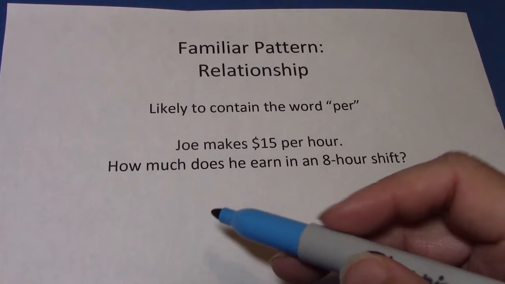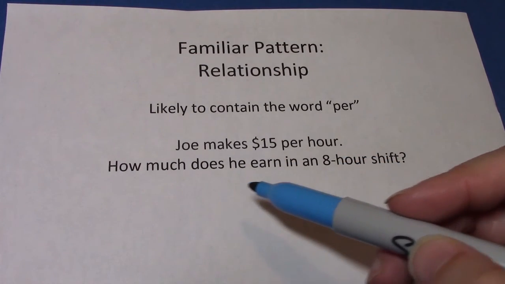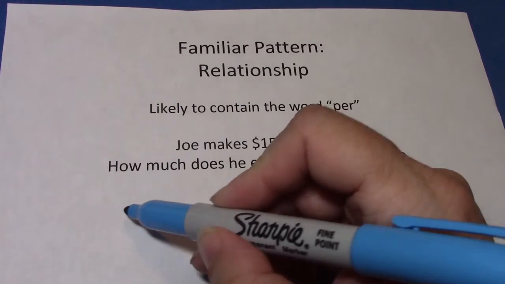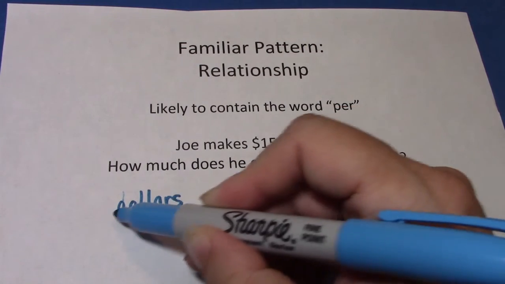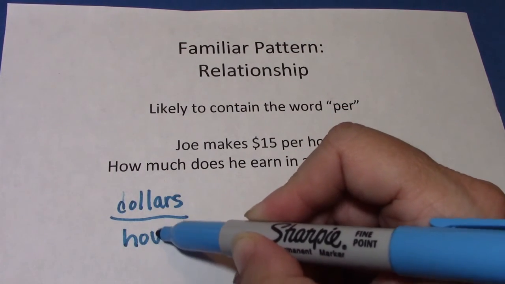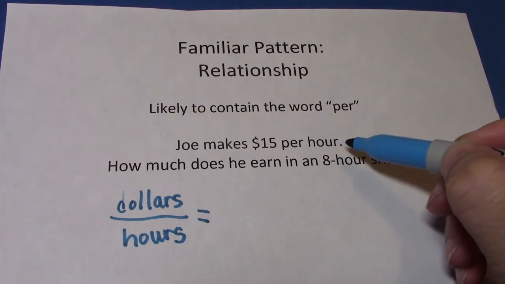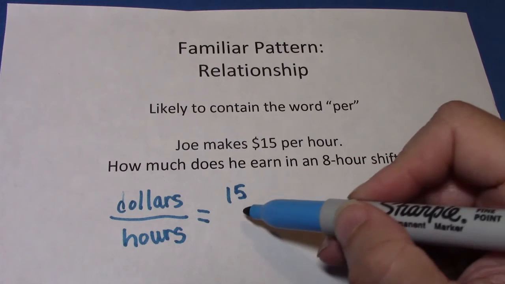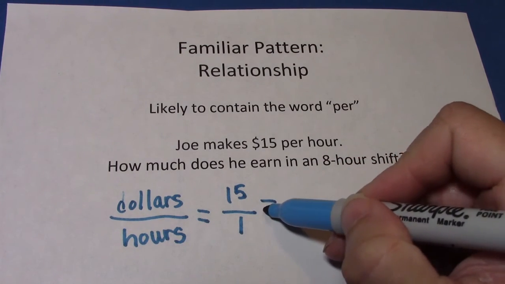Let's look at this. Joe makes $15 per hour. How much does he earn in an 8-hour shift? So if we figure out what the relationship is, and we write it in a fraction format, dollars and hours, he gets $15 per 1 hour. So we keep the dollars in the numerator and the hours in the denominator. We do that all the way through.